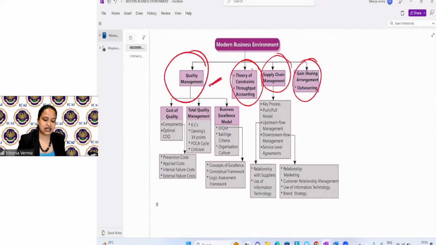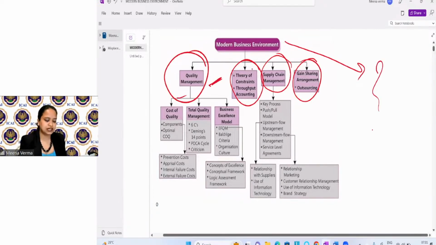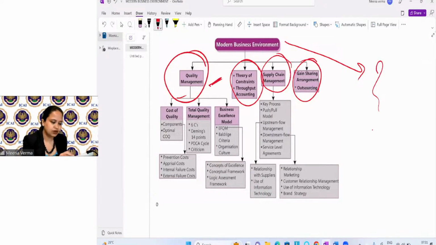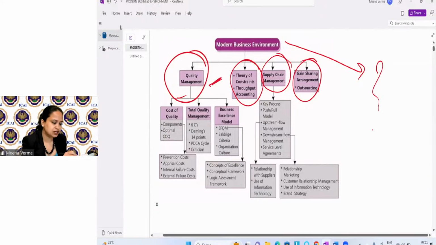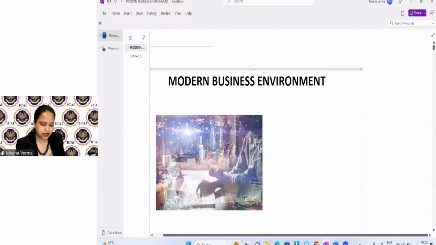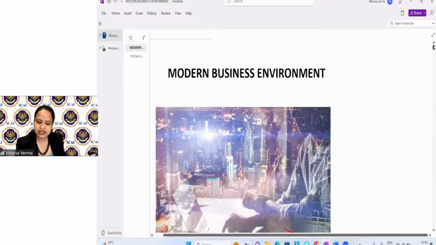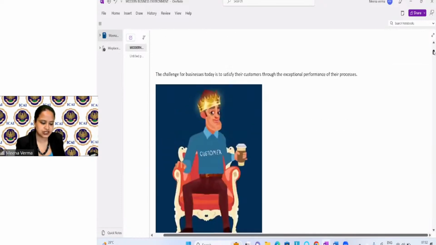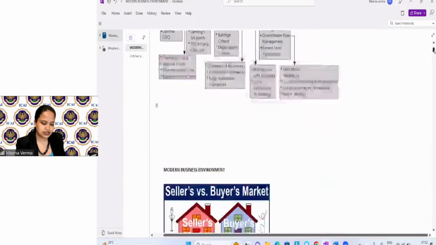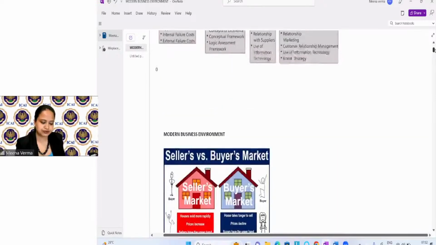Now the question has come: we are studying the modern business environment, and we are studying quality management. Why are we studying all these topics here? Why quality? In the modern business environment, why do you want to consider quality? Actually, the scenario has changed a lot.